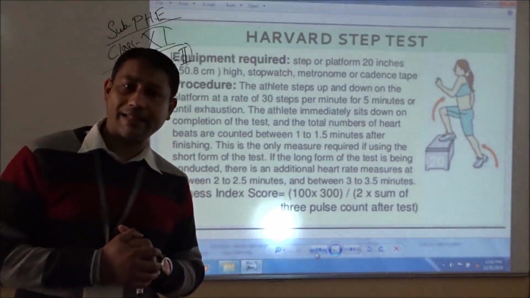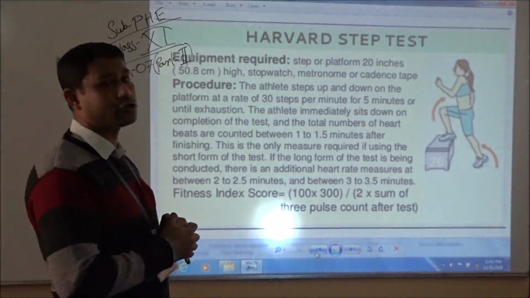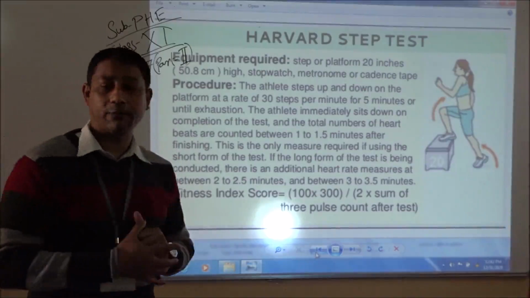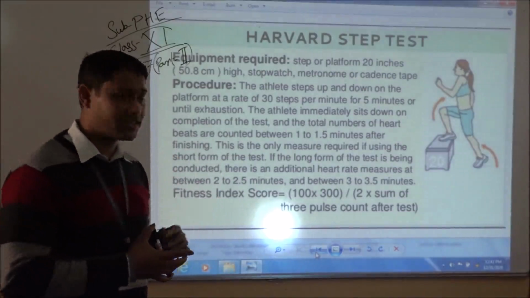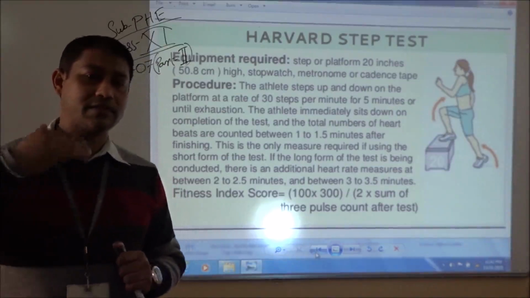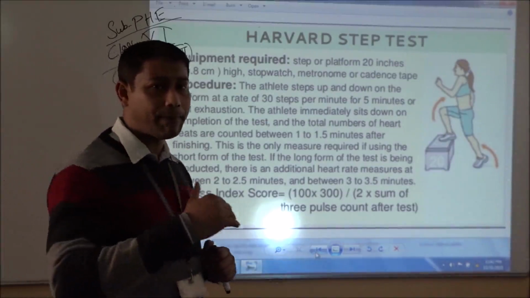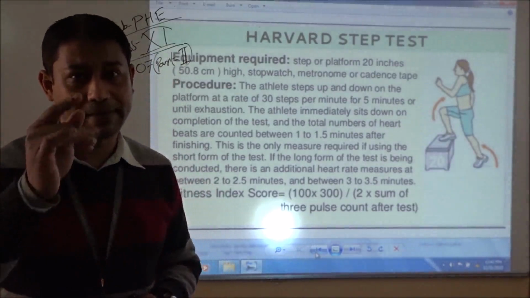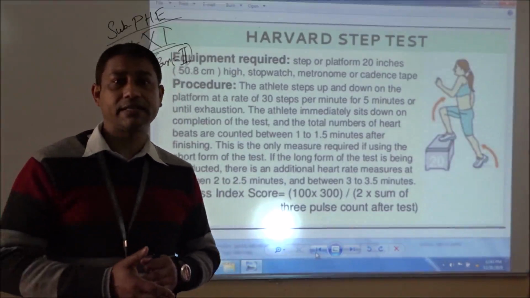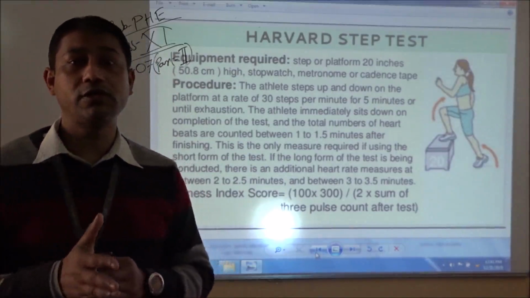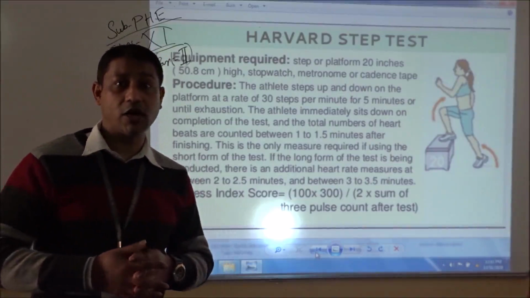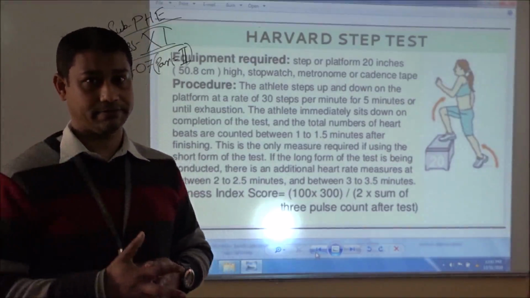So, the procedure of the Harvard step test moves in a way that the individuals, athletes or sports persons need to step up and down the platform, which is 20 inches in height. They need to step up and down continuously for 5 minutes. They can stop in between if they are not able to maintain the frequency of 30 steps in a minute.